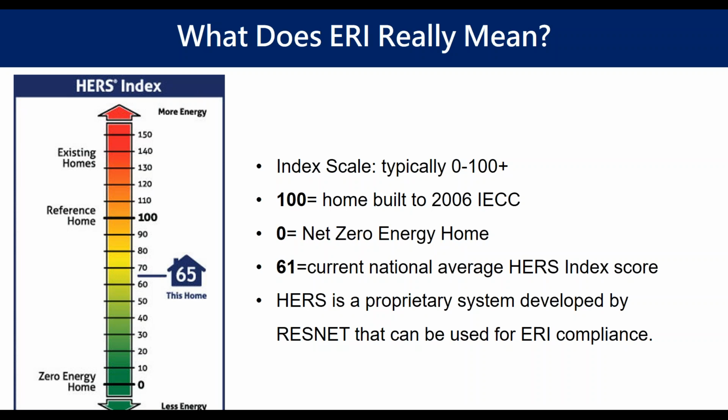When you look at the current data for HERS rated homes, the current national average is actually a 61, which is going to be roughly 40% better than the 2006. So the HERS index, which I'll also be discussing today, is a proprietary system that was developed by RESNET that can be used for ERI compliance. And the original HERS index standard is what informed the development of standard 301, which is now an ANSI standard.